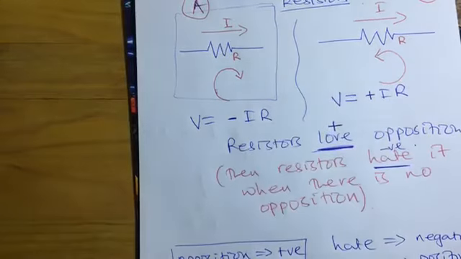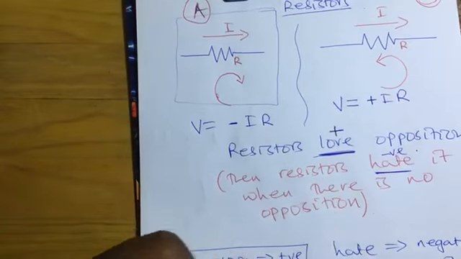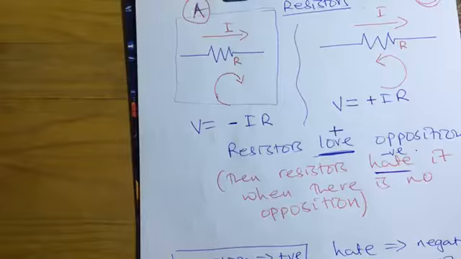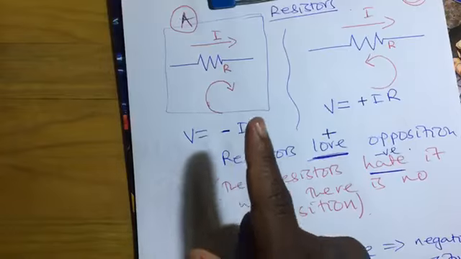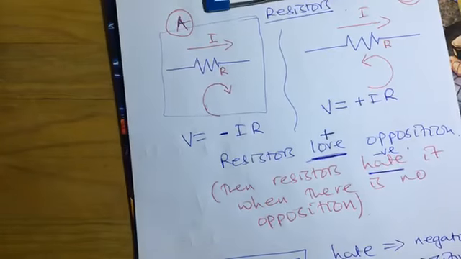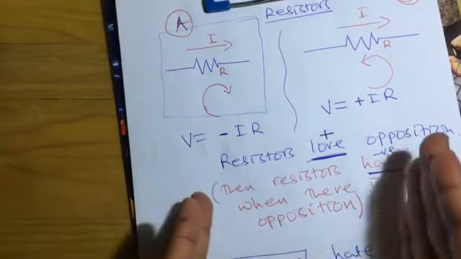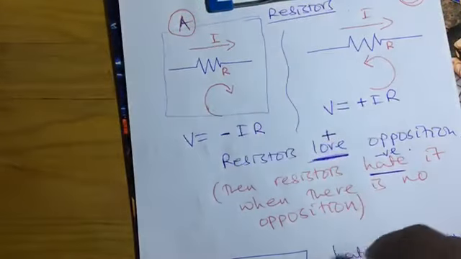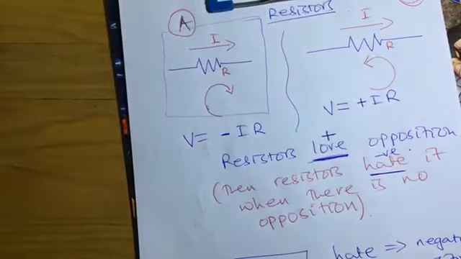So voltage could be positive or negative across a resistor, depending on whether the loop and the current are opposing or not. If the loop is opposing the current, you're going to have positive voltage. If the loop is supporting the current, you're going to have negative voltage. So even as you sum up all the potential differences in a loop, some of them will be positive, some of them will be negative. Do you guys get that?